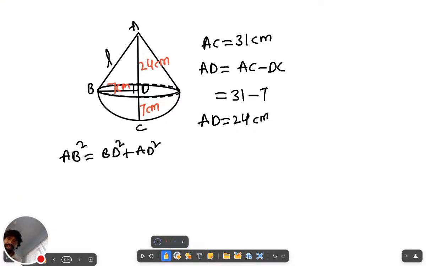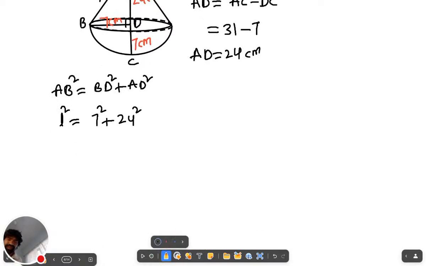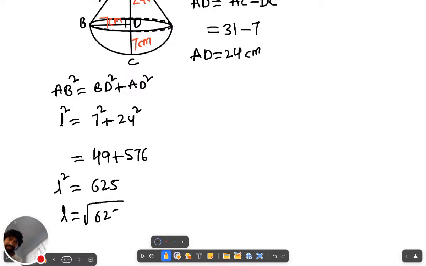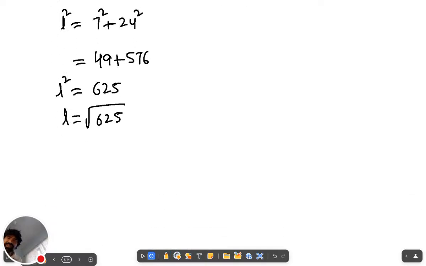So here AB is L, the slant height. So L square is equal to 7 square plus 24 square. 7 square is 49 and 24 square is 576. So L square is equal to how much? 625. Now L is equal to under root of 625, which is 25 centimeters. So slant height is 25.